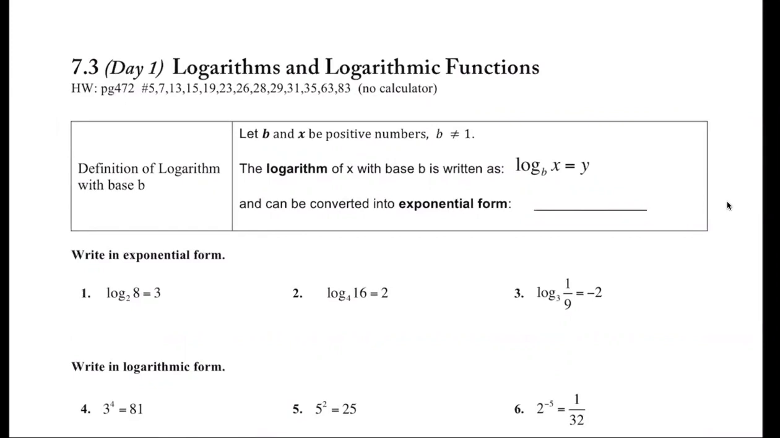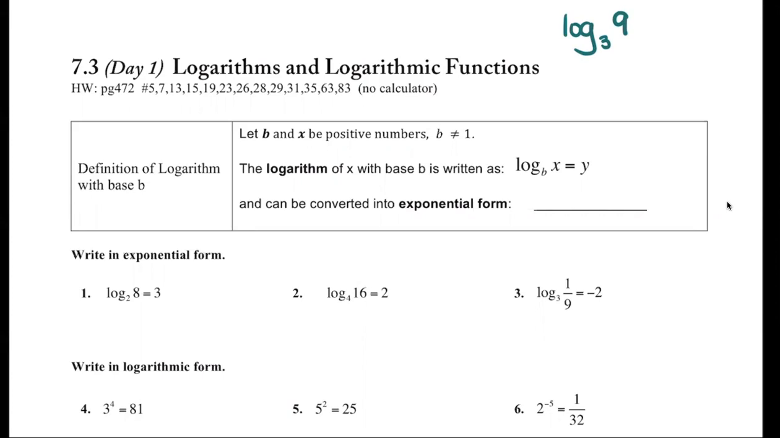Okay, so here's my example. First off, when you have a log, you are going to have two parts to each log function. You're going to have a base number. So let's say I have a base 3, and then you're going to have a number inside the log, which is, I'll just say, 9. Okay, so that's my example. That is what a log looks like. You're going to have two parts.